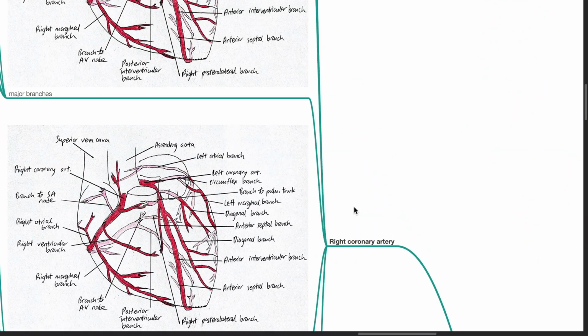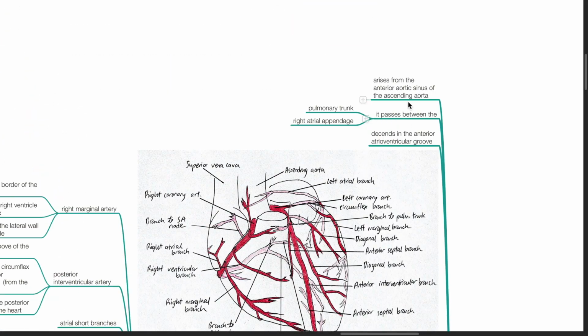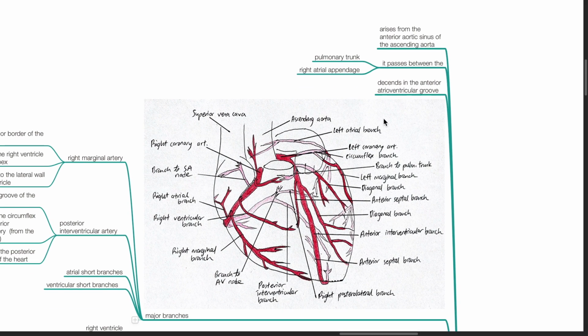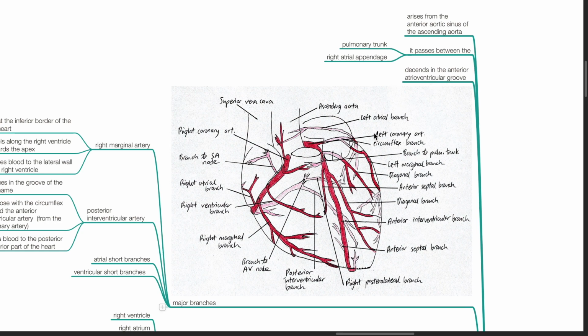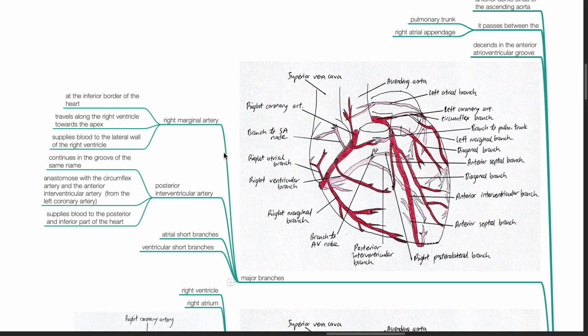The right coronary artery arises from the anterior aortic sinus of the ascending aorta, and it passes between the pulmonary trunk and the right atrial appendage. It descends in the anterior atrioventricular groove. Major branches include the right marginal artery, the posterior interventricular artery, and atrial and ventricular short branches.